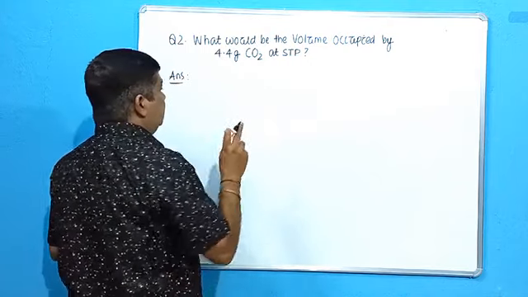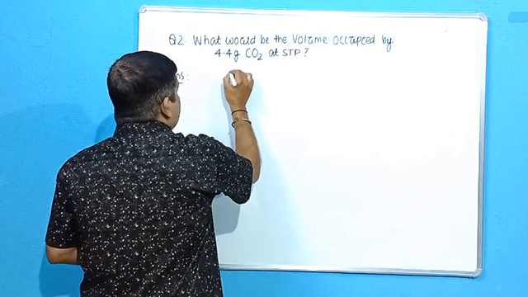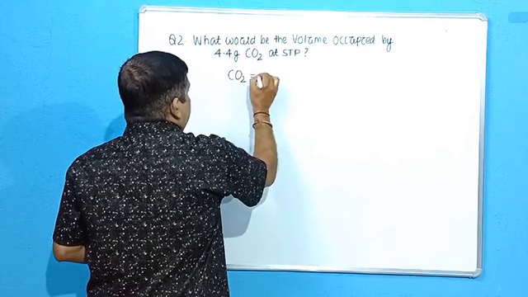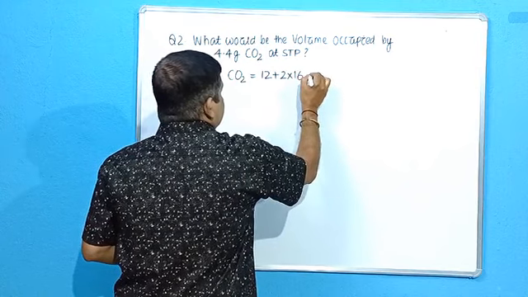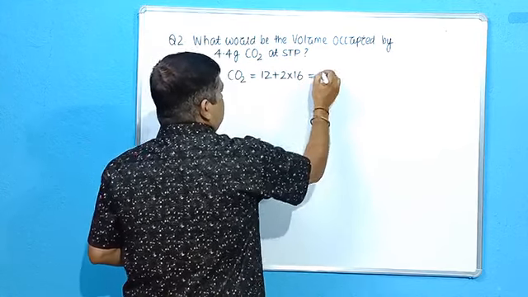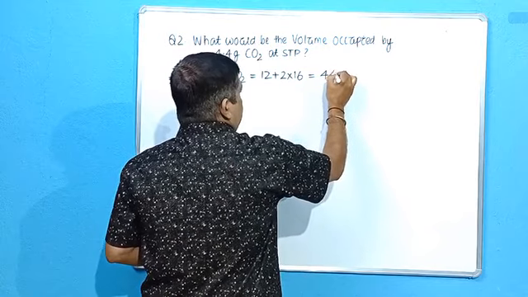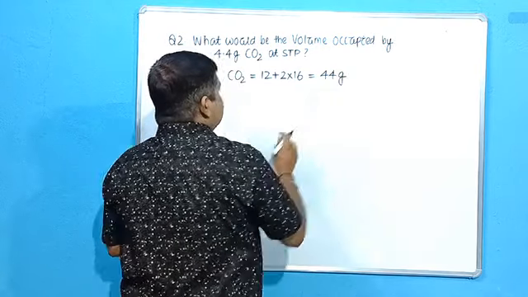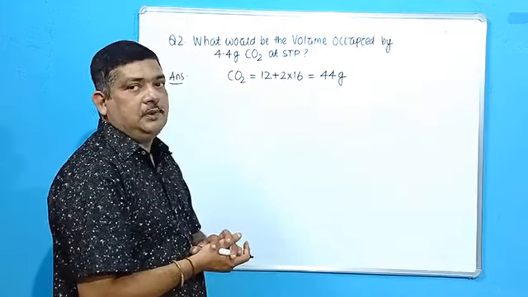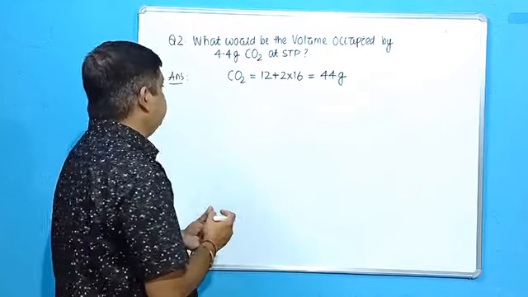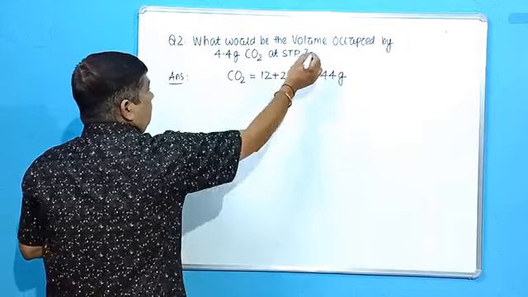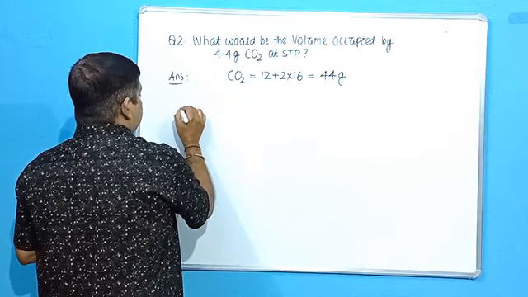Always the first point is to find out the molar mass of carbon dioxide. So carbon is 12, oxygen has 2 atoms into atomic mass of oxygen 16, that is 32, plus 12 is 44. So what will be the molar mass of carbon dioxide? 44 gram per mole. Okay, or gram molecular mass will be 44 gram. Then volume occupied by 4.4 gram.